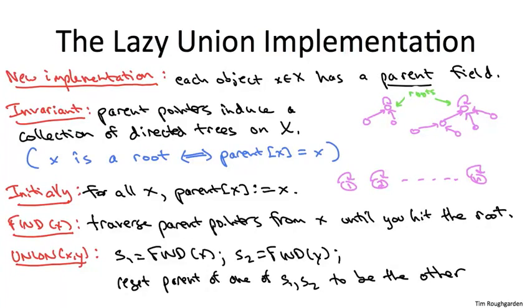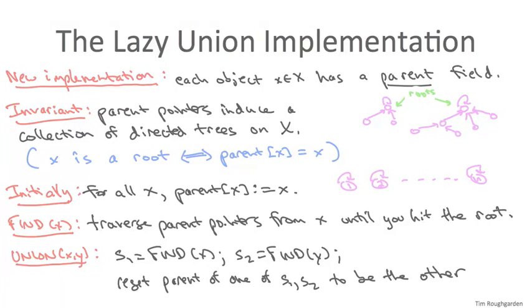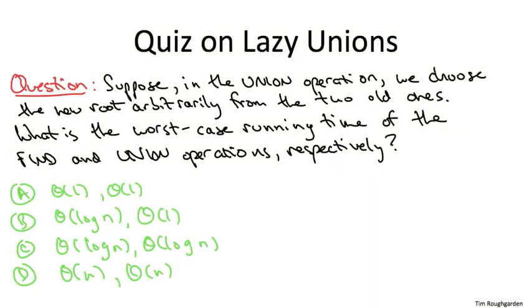So for now, I'm going to leave union underdetermined. I'm not going to give you a rule to decide which of S1 and S2 becomes the child of the other. And in the next quiz, I want you to think through what would be the worst case running time of these operations if we make that choice arbitrarily, if we just pick S1 or S2 arbitrarily to become the child of the other.